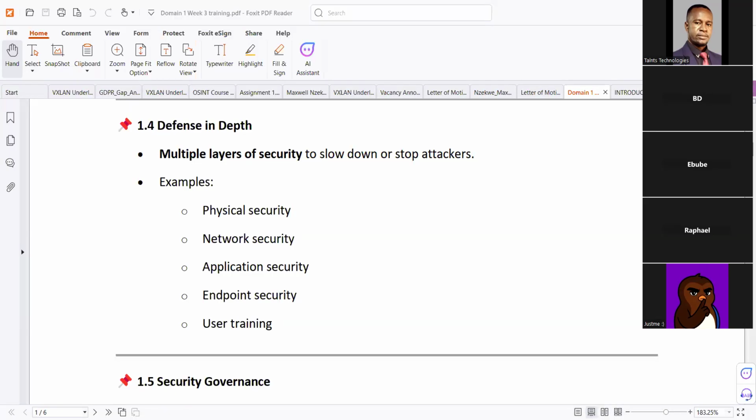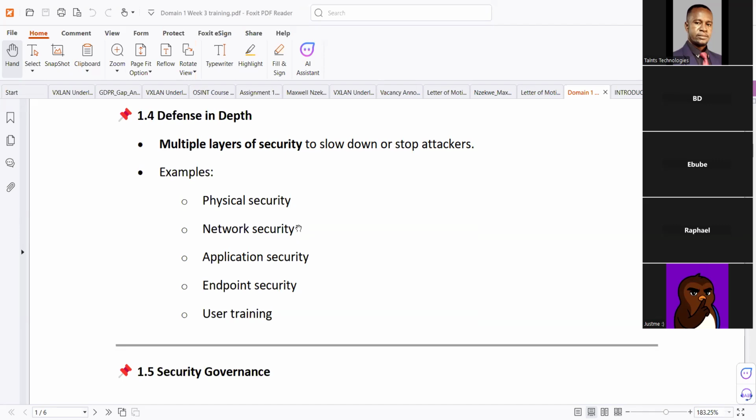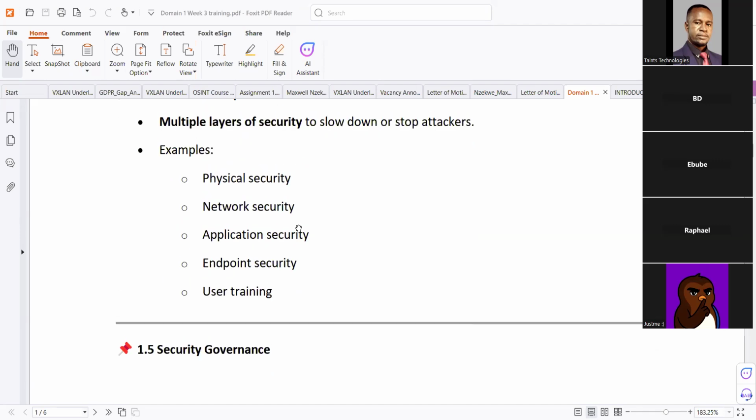So yesterday we talked about the introduction to cybersecurity, and we stopped at defense in depth under domain one. So today we continue with defense in depth. We said that these are multiple layers of security to slow down or stop attackers. And we have examples, which are physical security, network security, application security, endpoint security, and user training. And I went ahead to explain them one by one and what they mean.